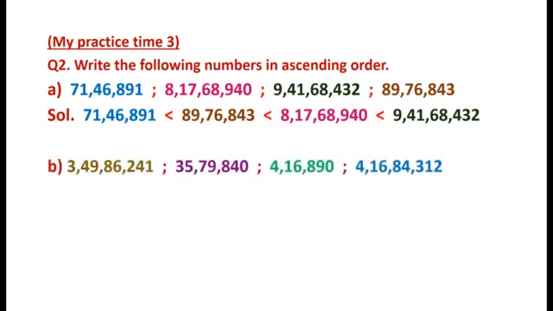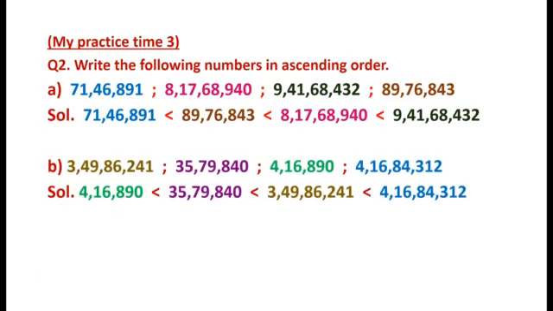The second question is here, and in the same way we arrange the numbers. You can try to arrange these numbers. First of all, count the number of digits, and then the number with the smallest number of digits is written first, and then we move towards the larger number. Okay, so here is the second question for you all.